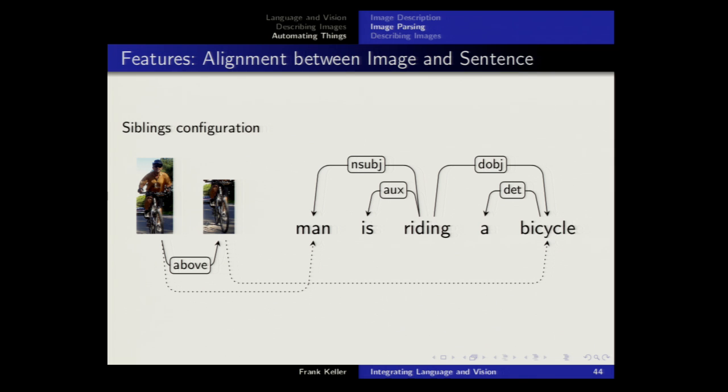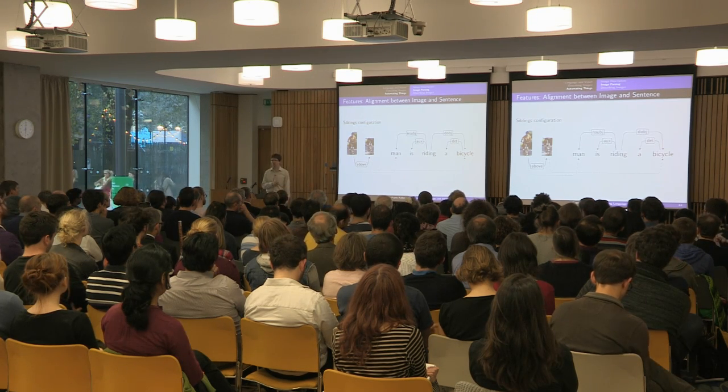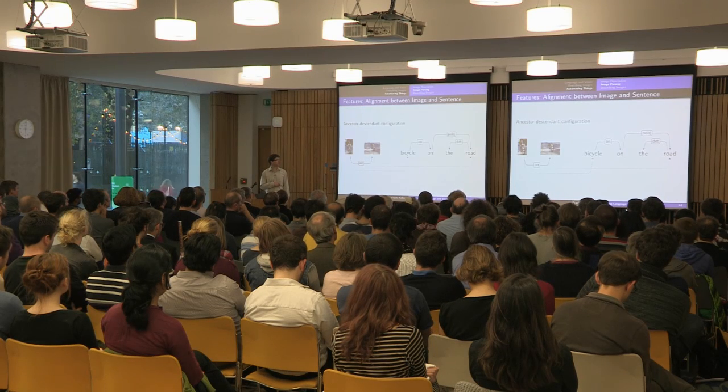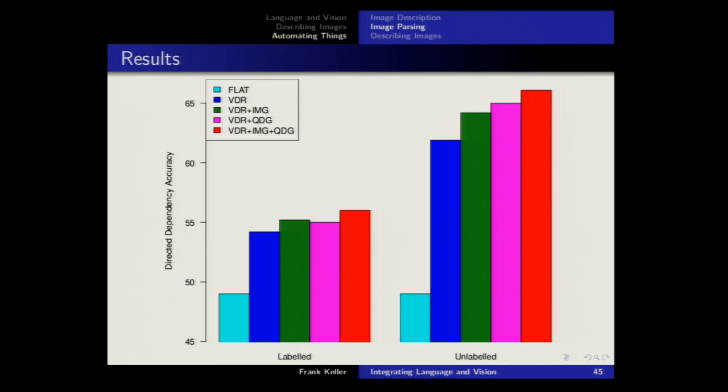And on the linguistic side, we have this parse tree for a man is riding a bicycle. And then we relate them to each other. So here, man and bicycle are related through an above relationship. And here on the linguistic side, man and bicycle are in a sibling configuration, right? They're siblings in our tree. And that is also a feature. We have a fixed number of configurations like this, which we also put into the mix. Here's another one. This is the ancestor-descendant configuration. OK, and now we can train our model.